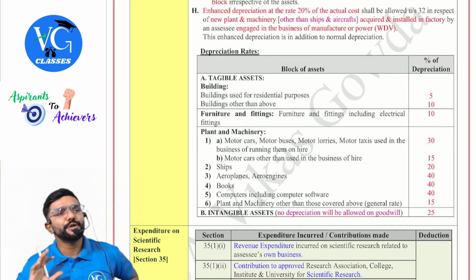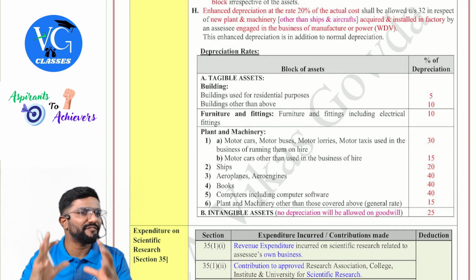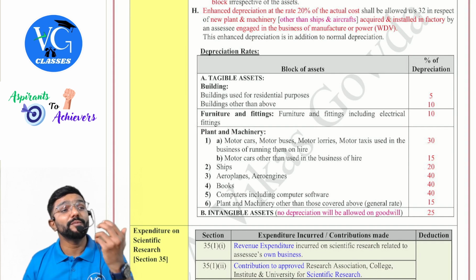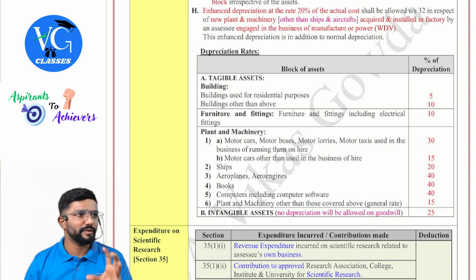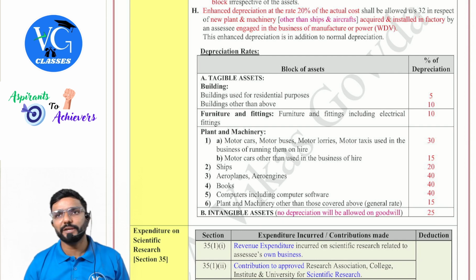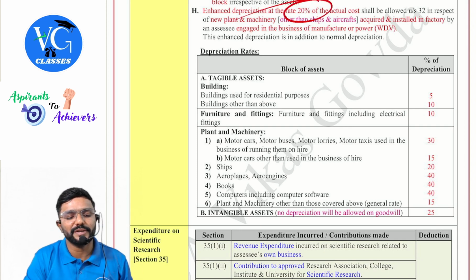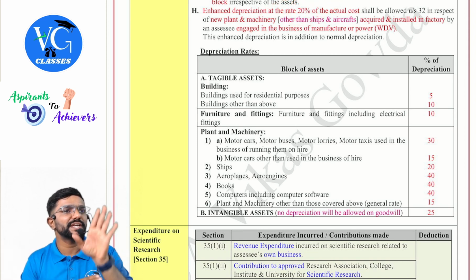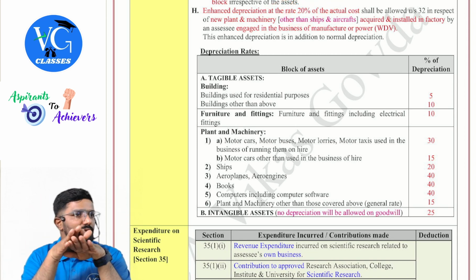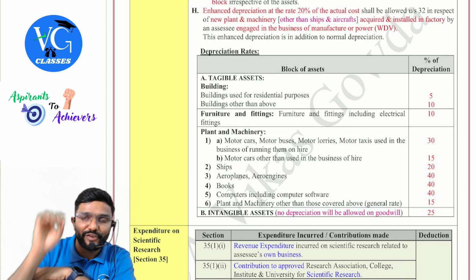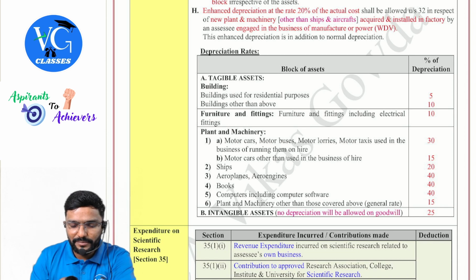Next, only for the new plant and machinery which is installed in the factory for the assessee who is engaged in manufacturing, over and above 15% depreciation. Normal depreciation rate on plant and machinery is 15%. Over and above that, only in the first year, you can claim 20%. So in the first year, you can claim 15 plus 20%, only if new plant and machinery is installed in the factory by a manufacturer. But here plant and machinery will not include ship and aircraft, cars.